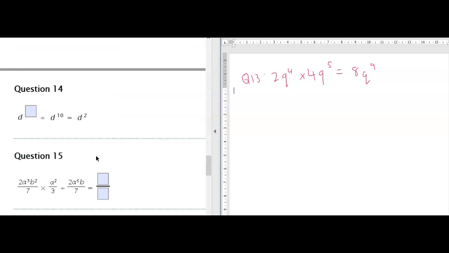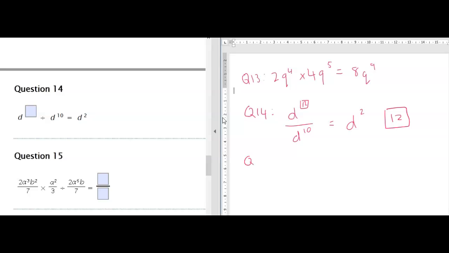All right, question 14. So this one here, we kind of have to do a little bit more of a thinking process to think about what that power is going to be. So we've got d to the power of something divided by d to the power of 10 equals d to the power of 2. So remember, to get that 2, we subtract our powers. So basically we're asking what number do we subtract 10 from to get 2? So your answer is 12. So I might just put in there that it's 12.